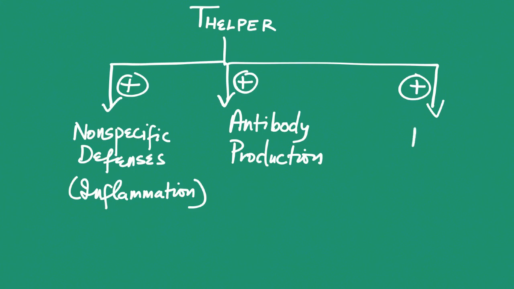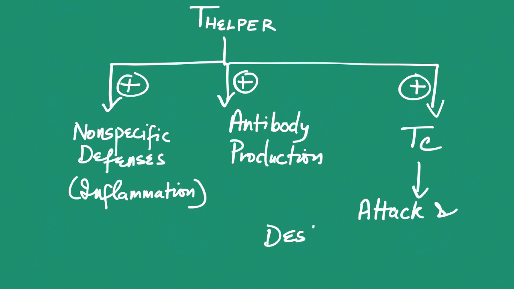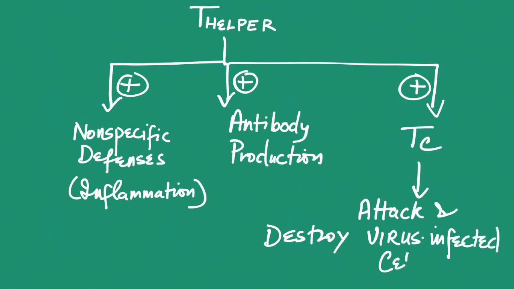The helper T cell also activates a third type of cell called the cytotoxic T cell. Cytotoxic T cells, once they have been alerted, can attack and destroy cells. These are cells that are already infected by viruses, and they could also be cancer cells. So they both can be killed by the cytotoxic T cell, and this can only be done once the T helper cell has given permission.